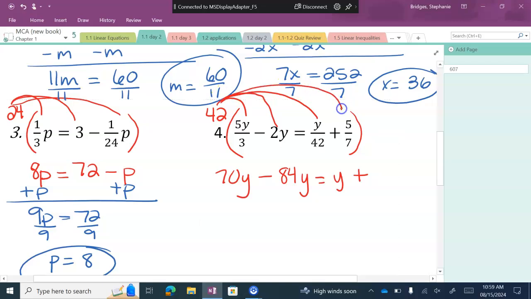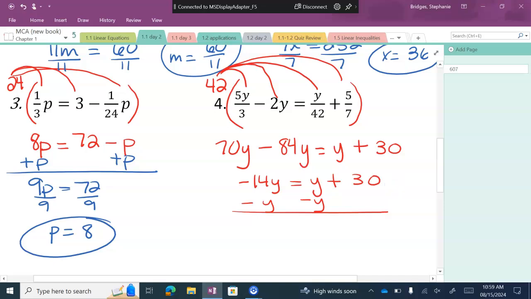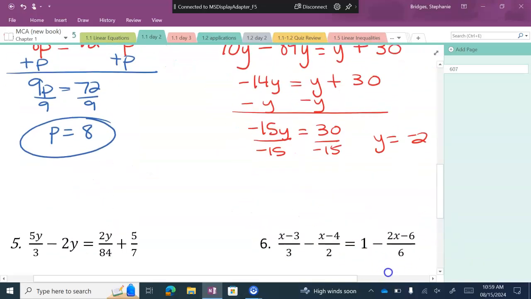And then we're going to do the fraction 5 over 7. Again, if you're not comfortable with those, do it in the calculator. 42 times 5 over 7. The way I think about it, 7 divides into 42 6 times. 6 times 5 is 30. Okay, so 42 times 5 over 7 is 30. I have some y's to combine on the left. That's going to give me a negative 14y. And then I can continue to solve here by subtracting that y. Negative 14 and negative 1 is a negative 15. And then I can divide. And we end up with y equaling negative 2. Perfect. Whoa.